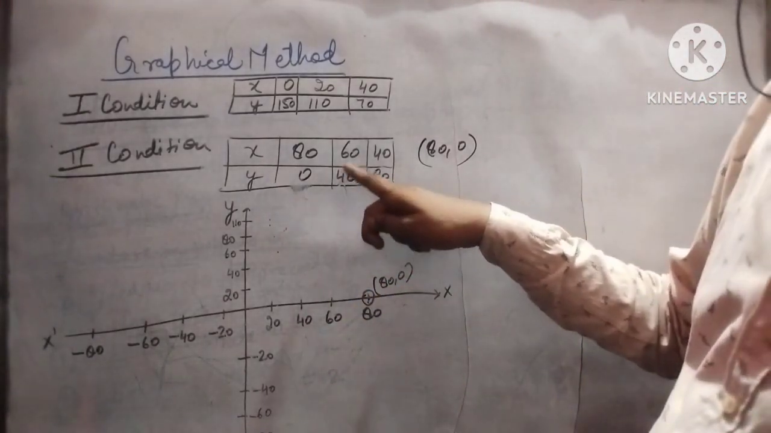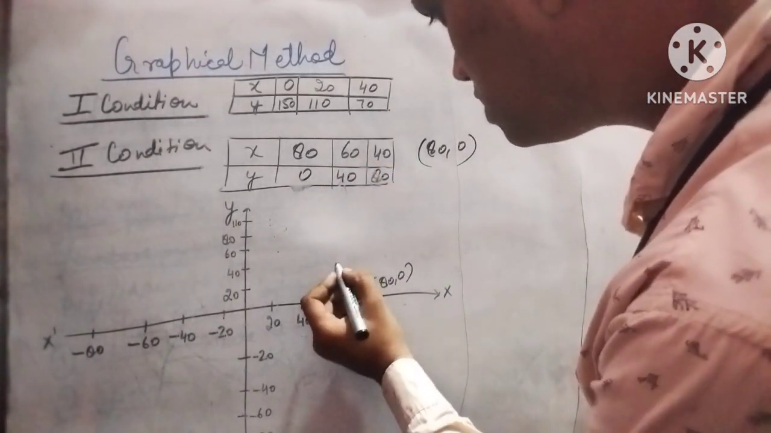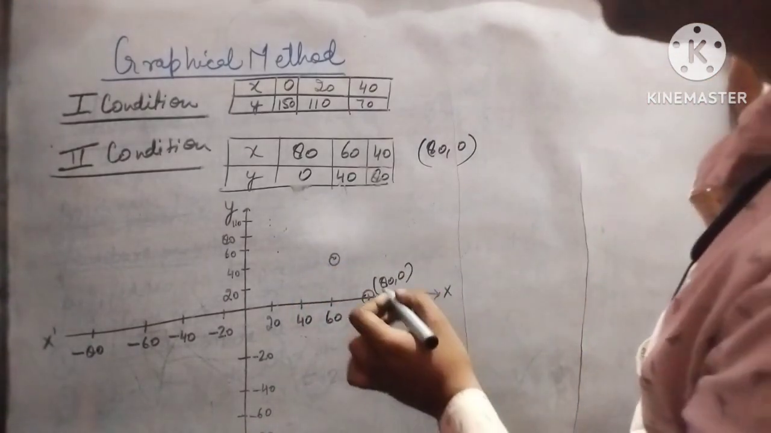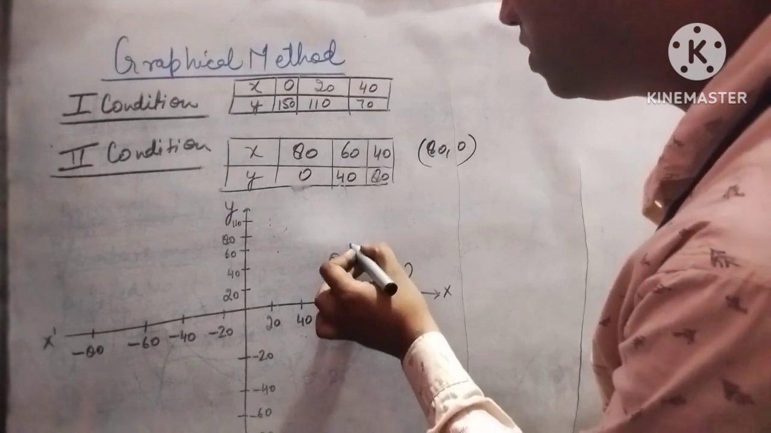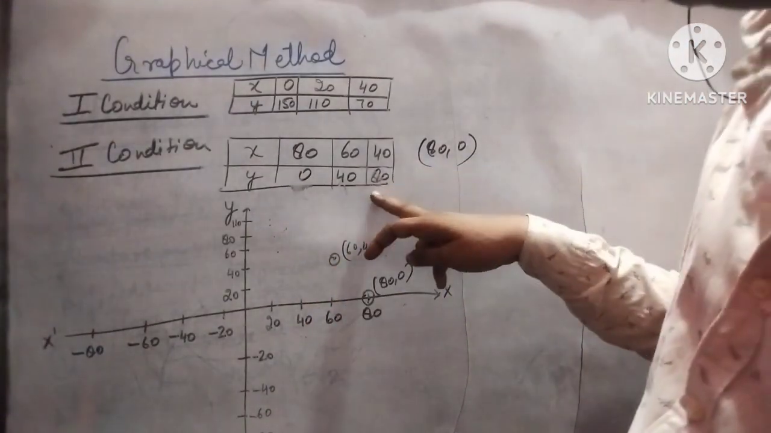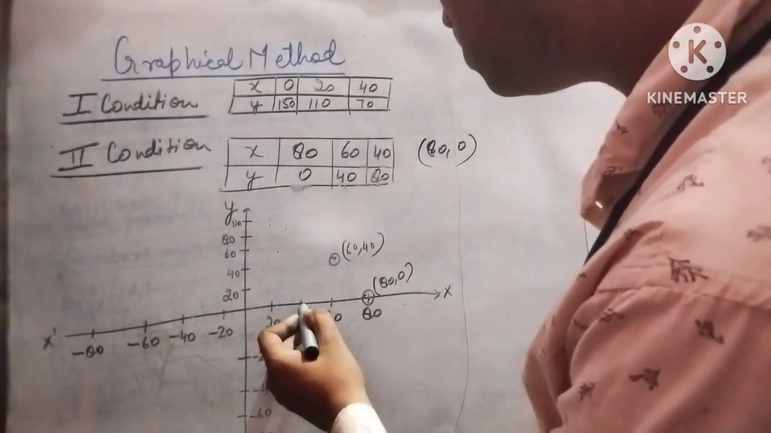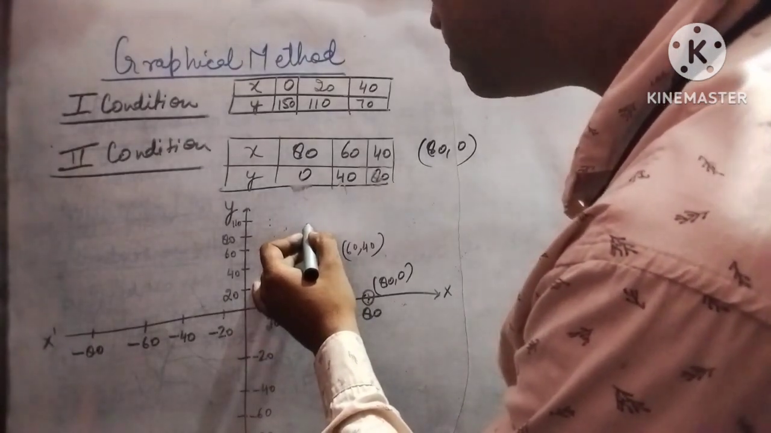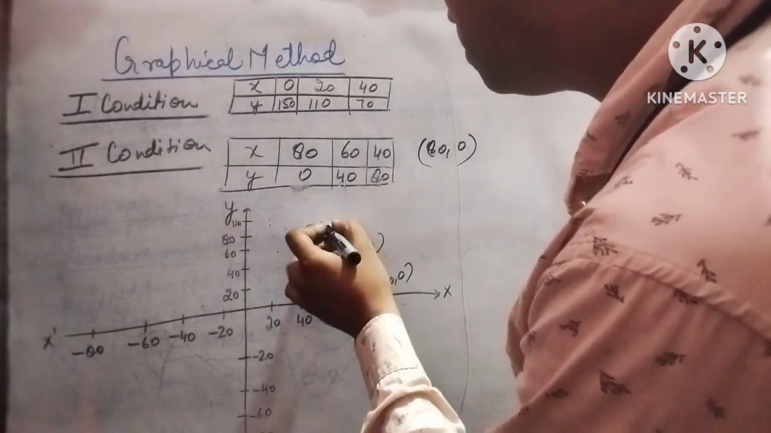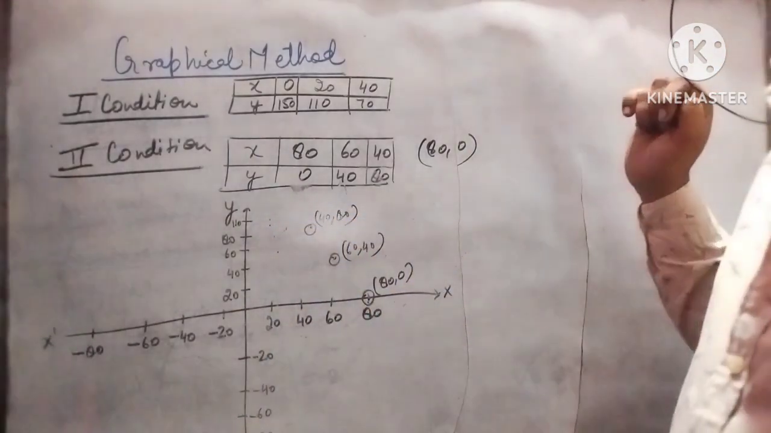So now x is 60 and y is 40. So this is our second point. Now the third one is x is 40 and y is 80. So that is 40, 80. So this is for the second condition.